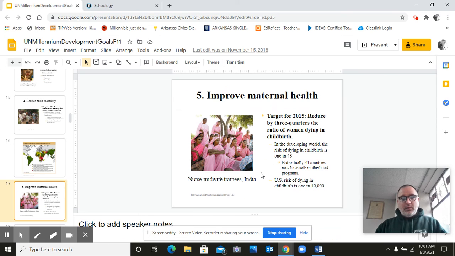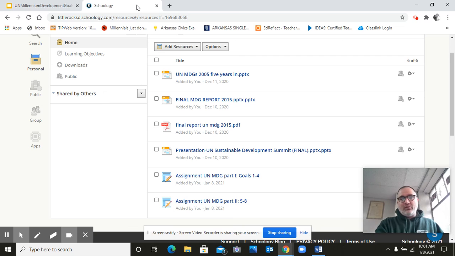I want to again reiterate here that you are to do this assignment, part 1. You are to do that assignment. Understand that this is the PowerPoint that I just went over. This is the final report right here in PDF form and in PowerPoint form. And then you've got the sustainable development goals.